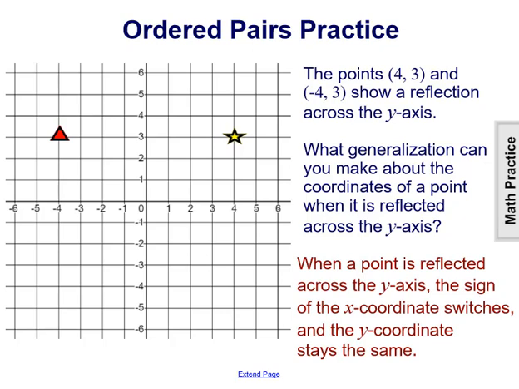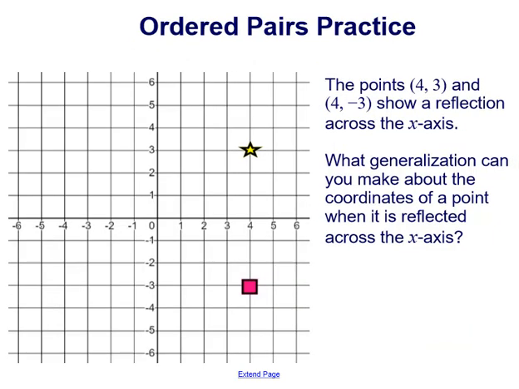So when a point is reflected across the y-axis, the sign of the x-coordinate switches and the y-coordinate stays the same. You have the point 4, 3, and negative 4, 3. So again, the sign of the x-coordinate switches. You went from a 4 to a negative 4, and the y-coordinate stays the same. They're both 3. So this is special for any point that is now reflected across the y-axis. We can make that generalization.